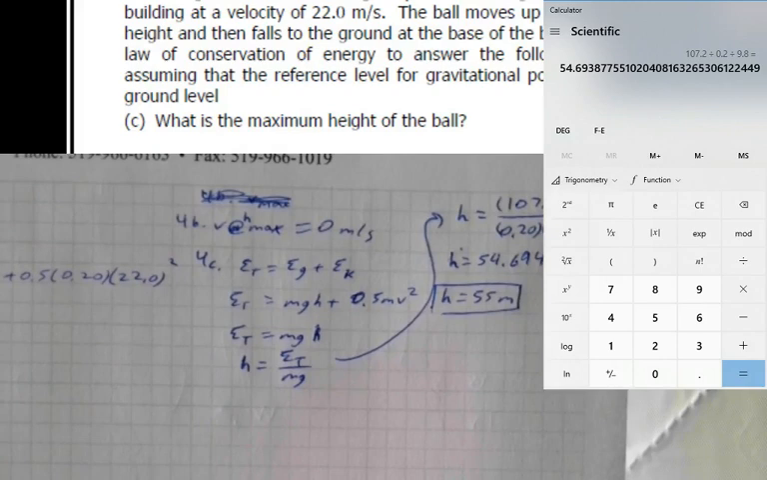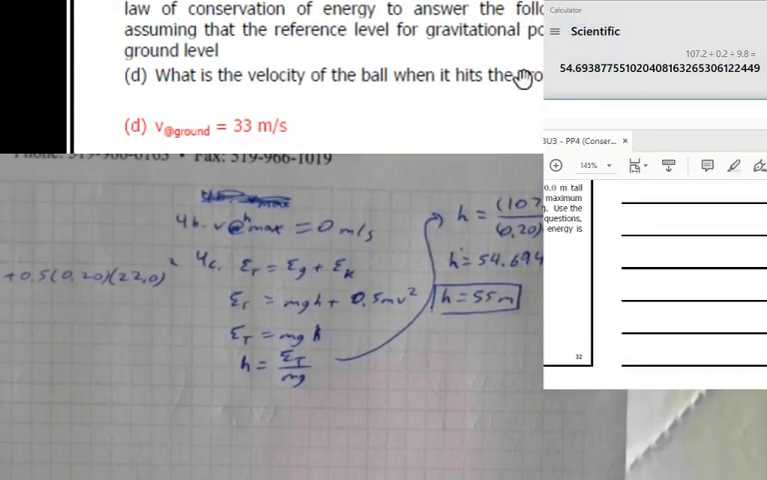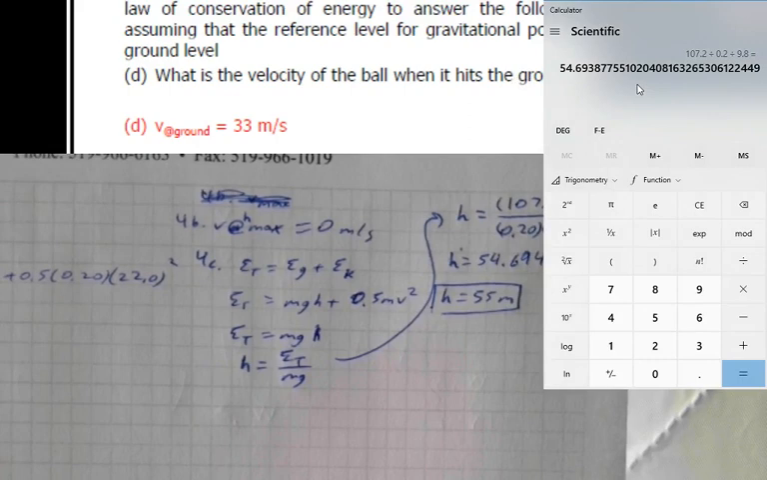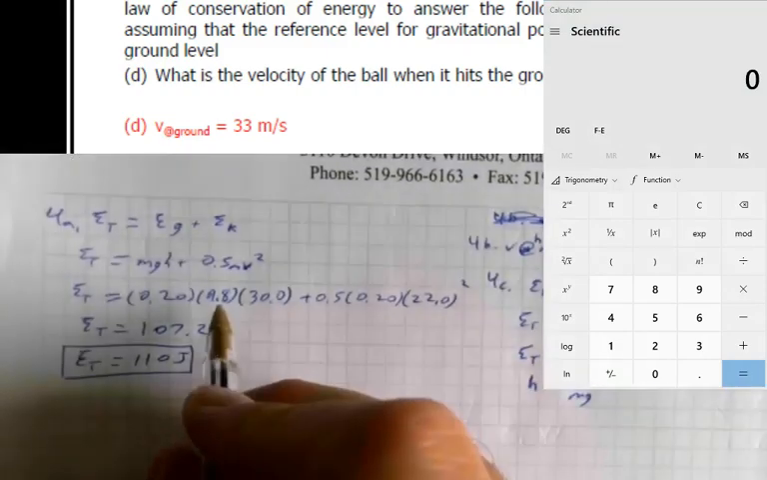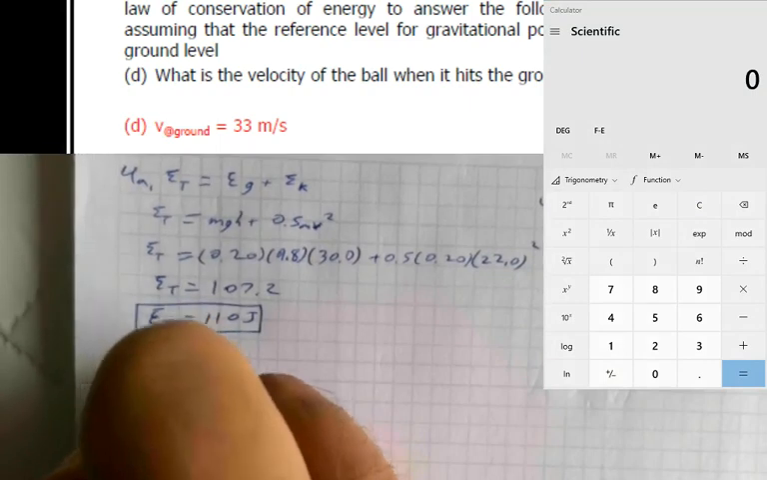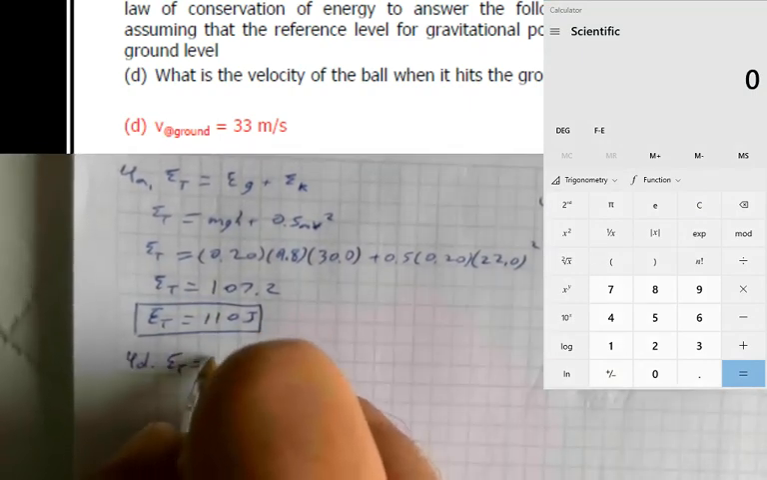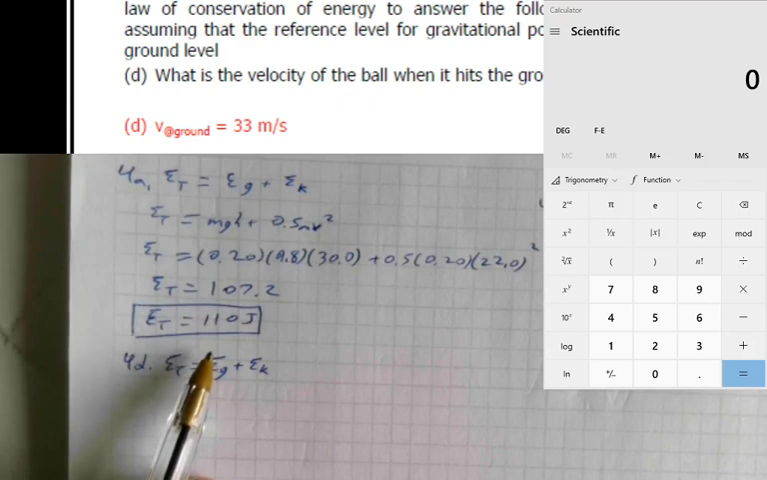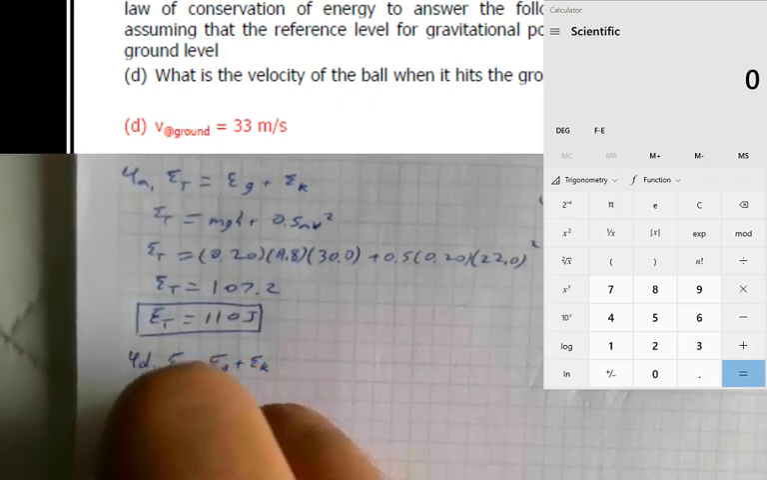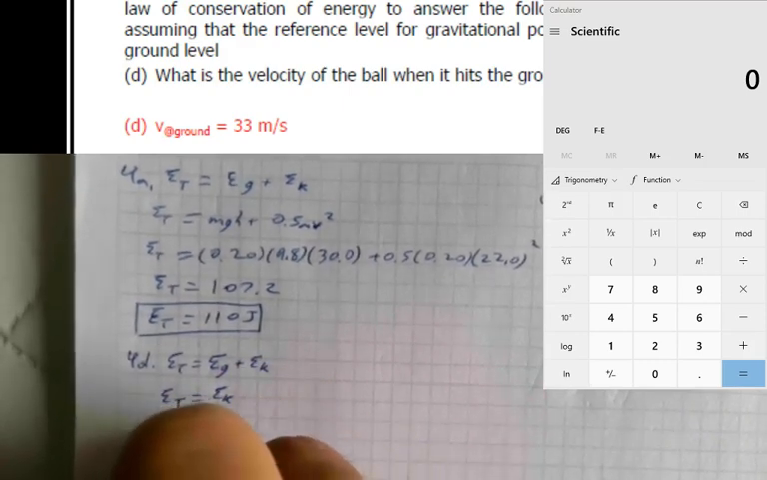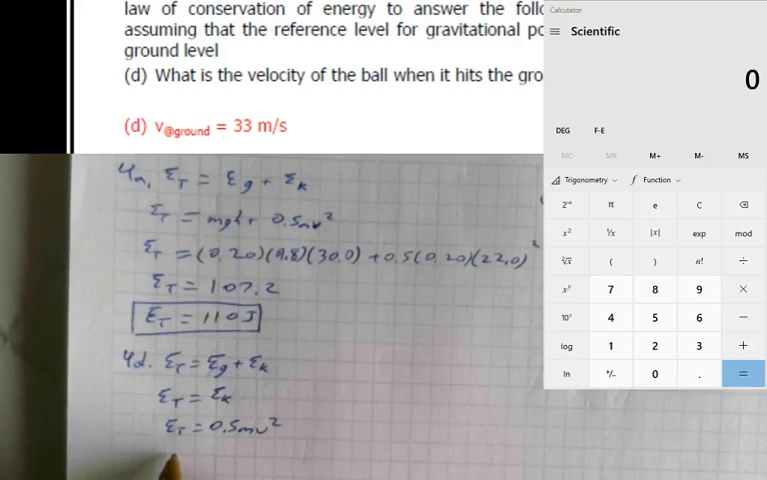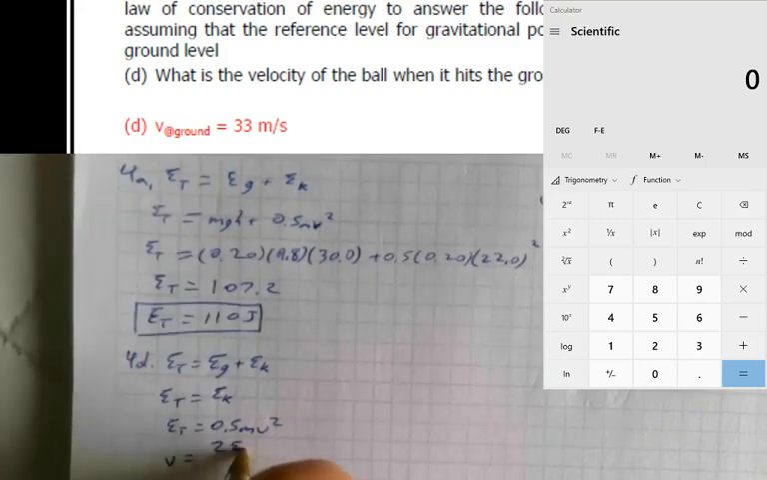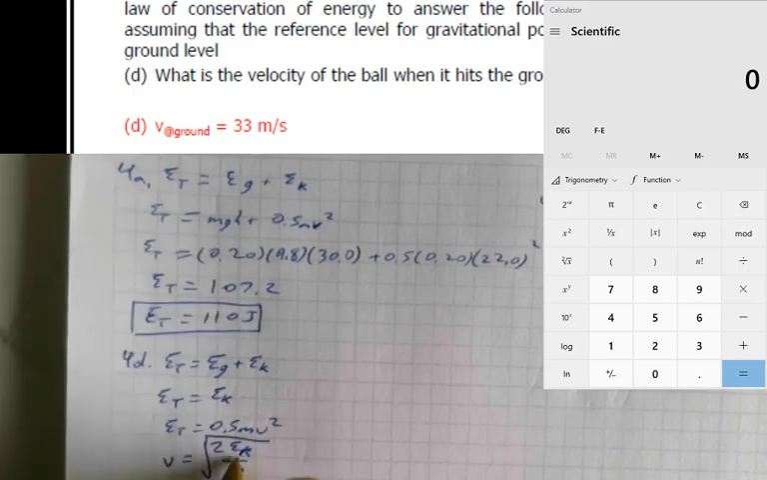Okay, now let's go to the last problem. It says, what is the velocity of the ball when it hits the ground? So in order to find this, we know that ET equals EG plus EK. At just before it hits the ground, this becomes a zero term. So we have ET equals EK only. ET equals 0.5 mv squared. V equals 2EK over m, and we square root that.